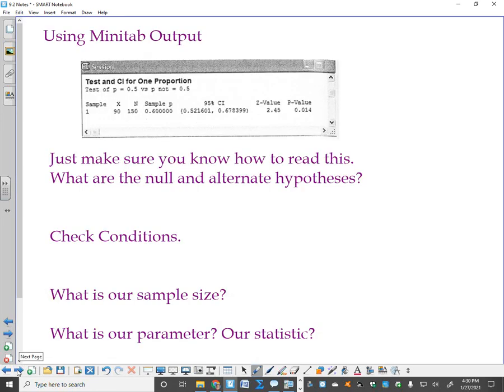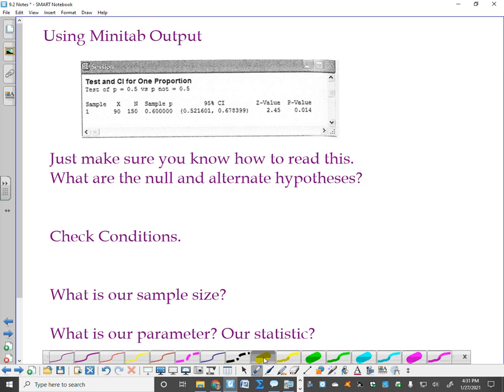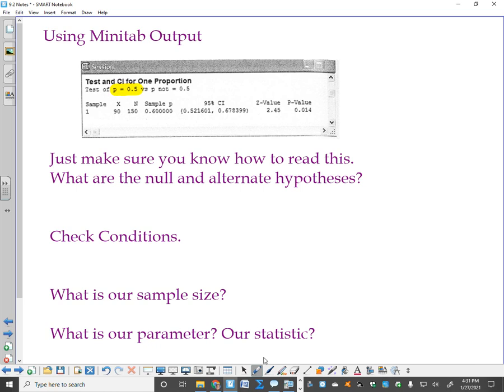Okay, now I just want to make sure that you understand what information is given to you when you have one of these mini tabs. And I'm sure you probably cannot read it on yours, so let's look at mine. Where's the null and the alternate? If you'll look, here it is. P is 0.5 versus P is not 0.5. So my null is P equals 0.5, and my alternate is that P is not 0.5.